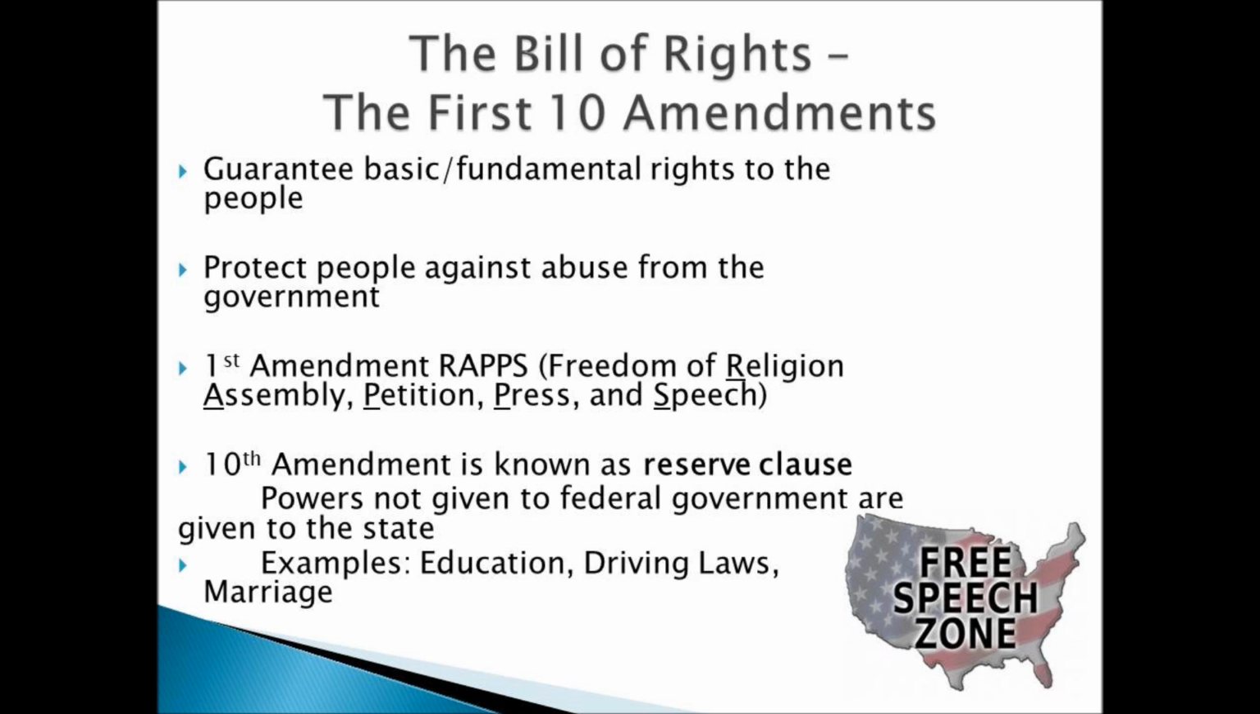There's also the 10th Amendment, which is known as the Reserve Clause. Powers not given to the federal government are given to the state. Examples of that are education, driving laws, marriage. There's also a lot of other important ones in there. The Fourth Amendment, illegal search and seizure. The government or any sort of officials can't just come into your house and look for things. They need a warrant or they need to see something in clear sight.